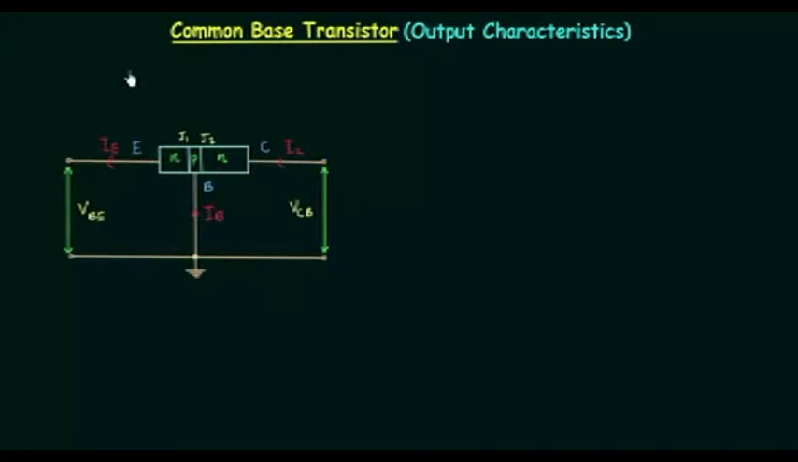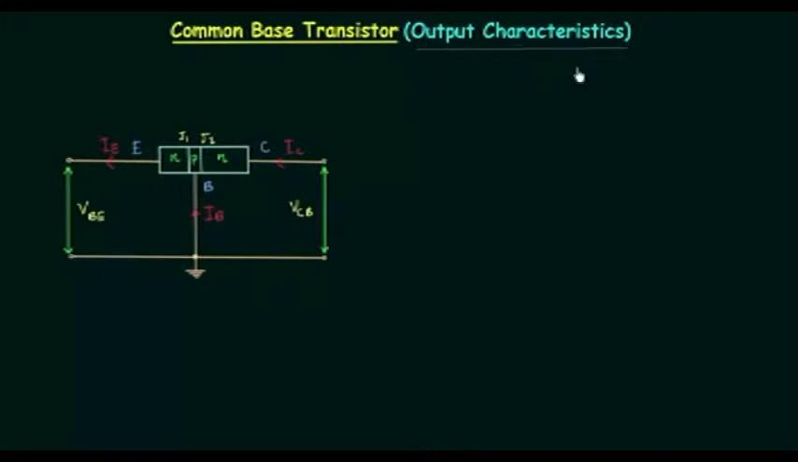In the previous lecture I explained the early effect and we obtained the input characteristics of the common base transistor. In this lecture we will obtain the output characteristics of the common base transistor. It is the graphical relation between the output current and the output voltage for various levels of input current.